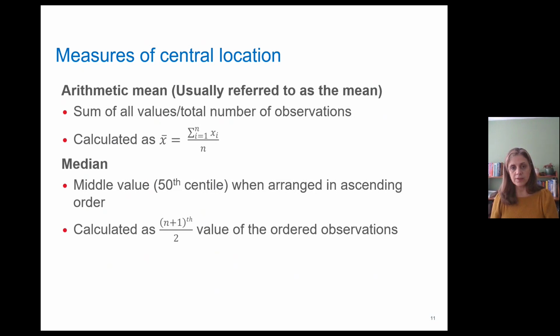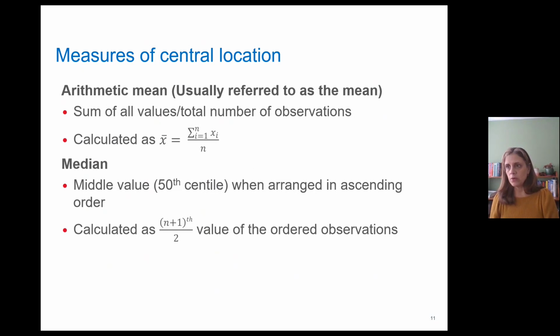So for example, if you wanted a mean age of everyone who was taking part in this workshop, you would add up everyone's age and divide it by the number of people who were attending, and that would give you the mean value. So it's quite an intuitive statistic.